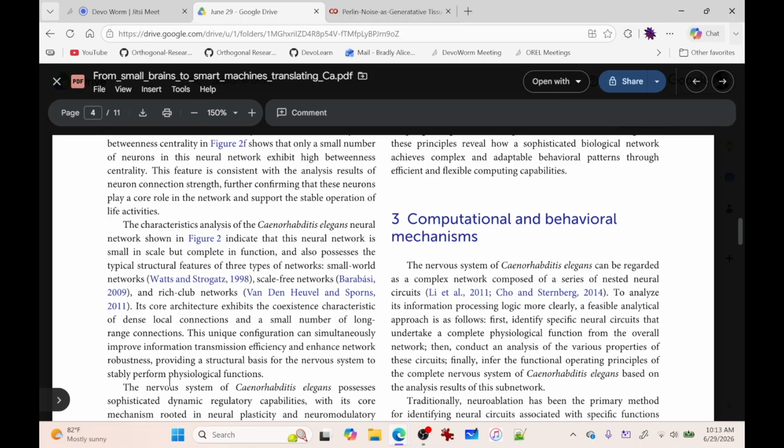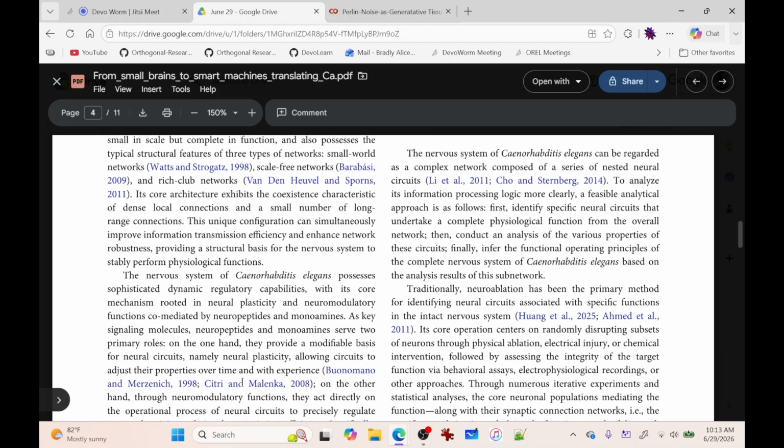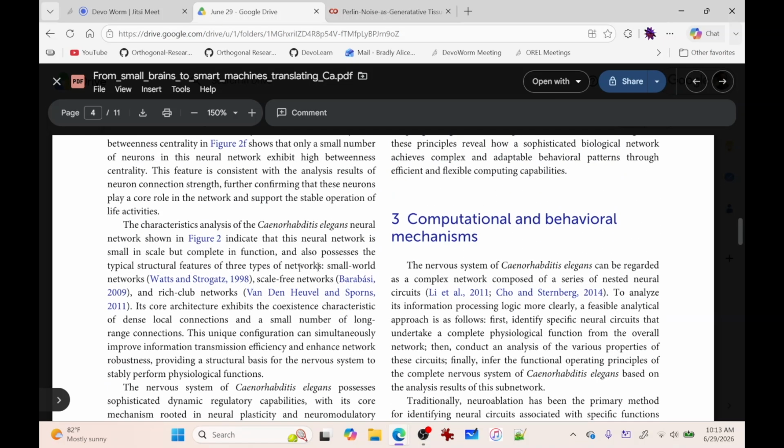And so they kind of get into this analysis. They talk about small world networks. And of course, we have small worldness in the C. elegans connectome, but not a lot. It doesn't dominate.